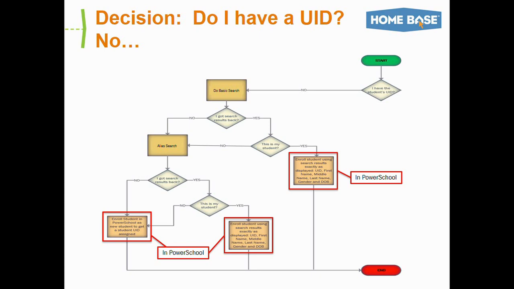If after running through the alias ID search, no results are found, you would then go back to PowerSchool knowing that you couldn't find the student in UID and feeling confident in enrolling that student as a new student. And most likely, if you weren't able to find that student in UID, it's not going to find a match and just create a new record inside of UID.